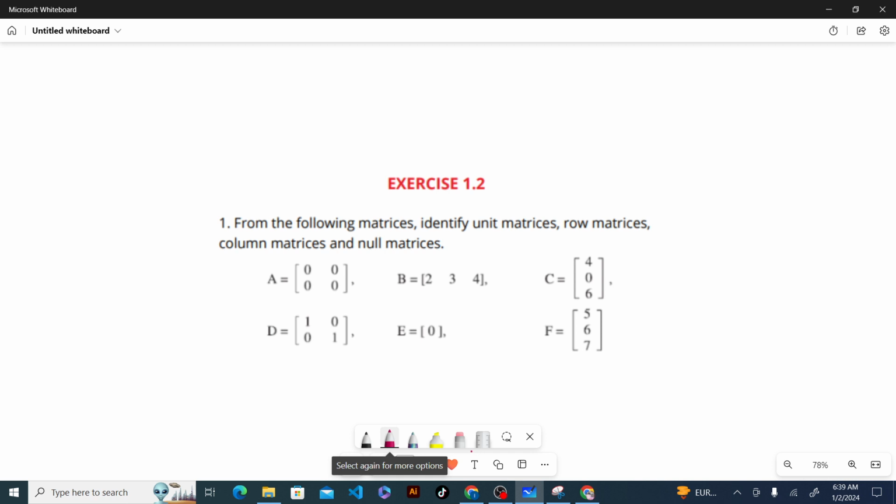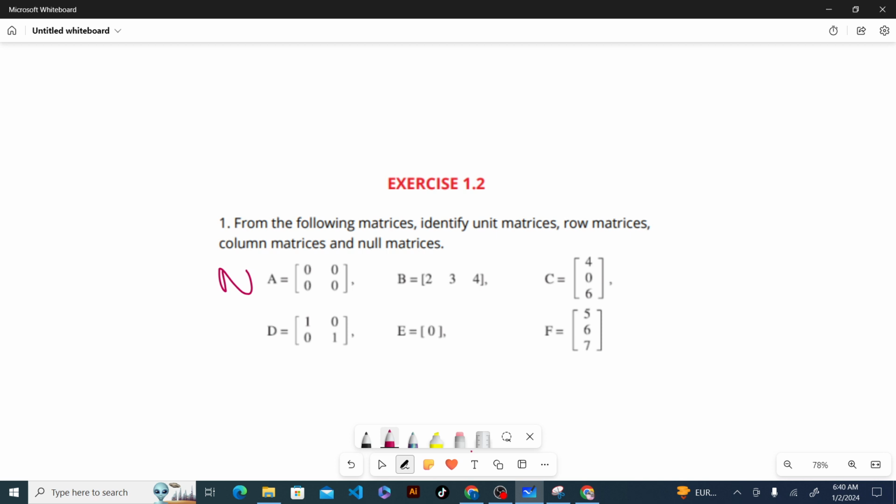Why? Because it has two columns. The last option is null matrix. Is it a null matrix? Yes, it is a null matrix. Why? Because all the elements of this matrix A are equal to 0. 0, 0, 0, 0. So matrix A is a null matrix.